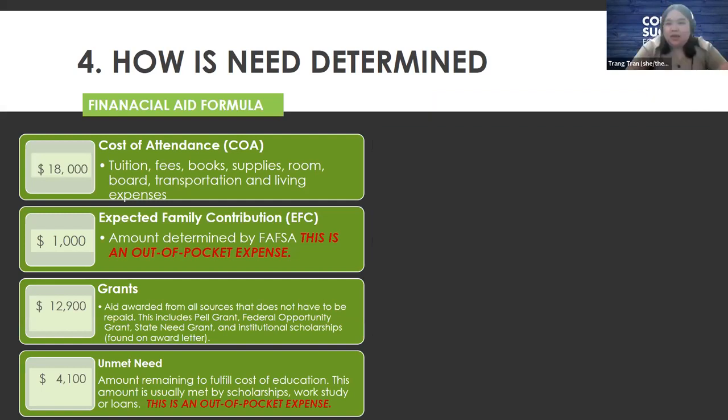All right, so here's the other formula. If you subtract the grants from the cost of attendance, that includes the EFC, right? And so the remaining unmet need is $5,100. So if you subtract 12,900 from 18,000, the remaining unmet need is $5,100.